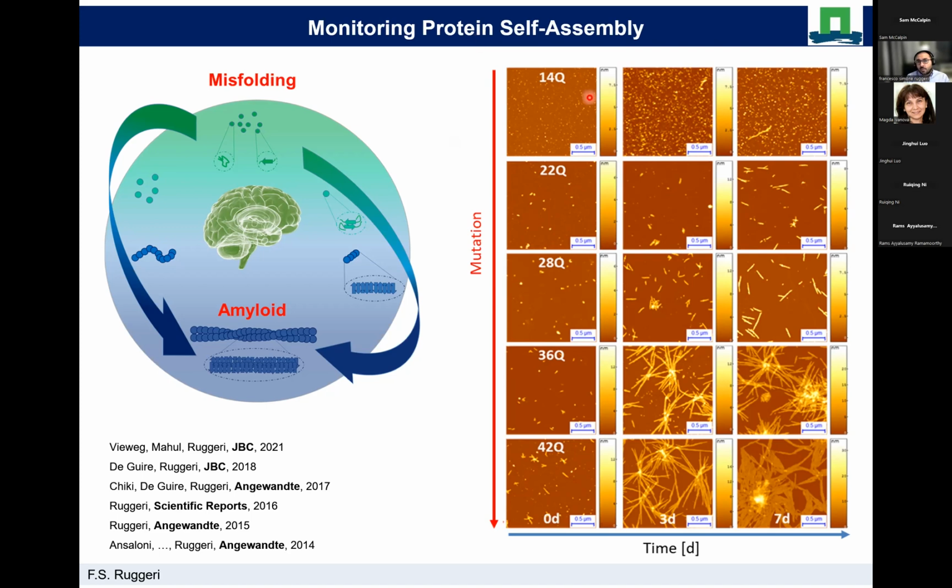In this case, we were monitoring the aggregation of huntingtin as a function of polyglutamine expansion, which is genetically related to the onset of the disease, and as a function of time. So by acquiring the morphology of the sample at different time points, we can monitor how each mutation is affecting the formation of fibrillar oligomeric aggregates.